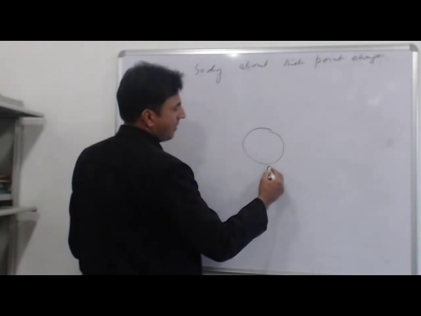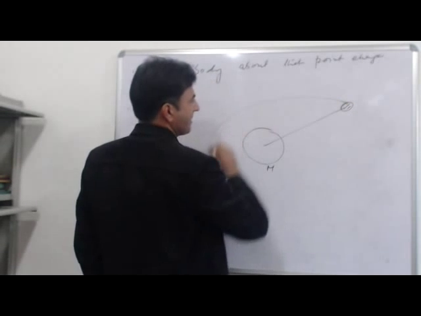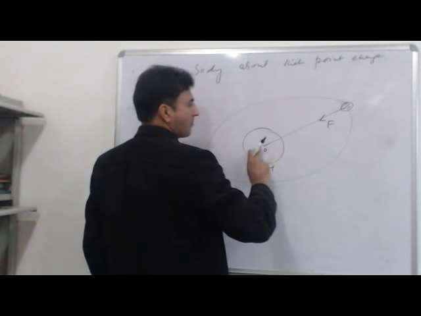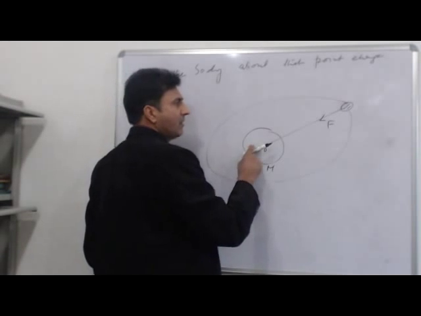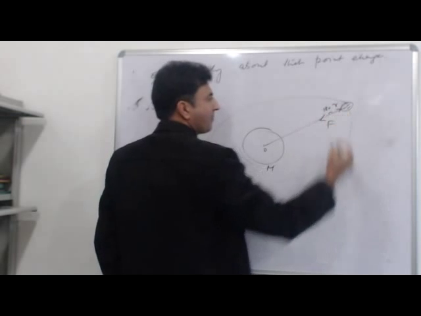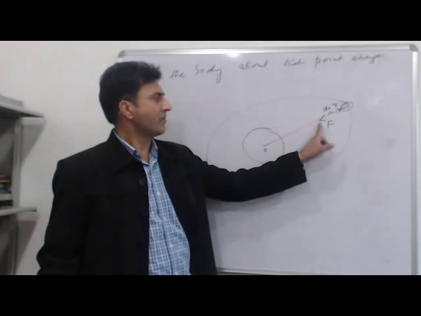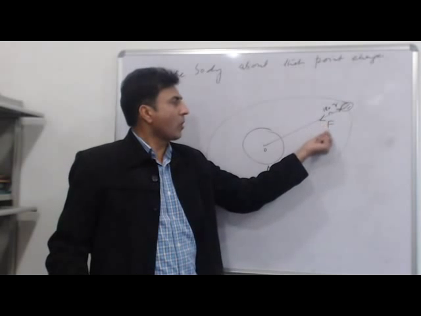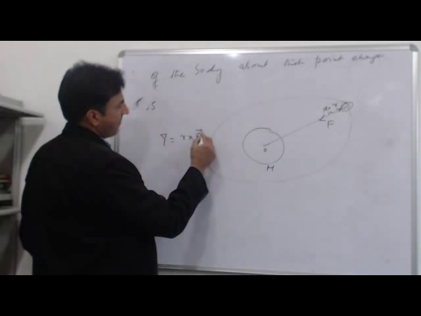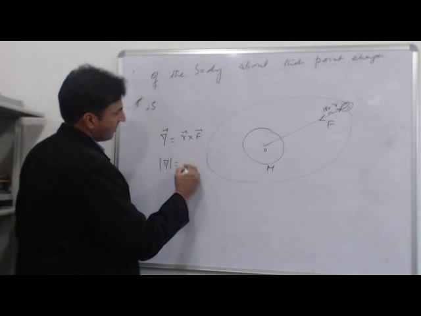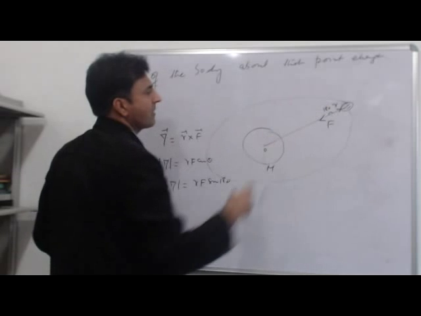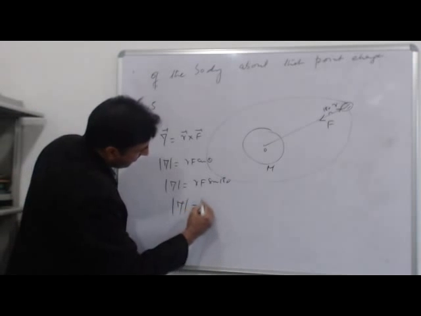Let me suppose it is the sun of mass m, and the earth is moving around the sun in an elliptical orbit, and the force on the earth is having this direction, and the radius vector about the sun as the center towards the earth is r, that is this direction, and the angle between the two, r and F, is 180 degrees. So let me find the torque due to this force. The torque is given by the same formula, r cross F. The magnitude of torque is rF sin theta, but it is sin of 180 because the angle between the force and the radius vector is 180, and this gives us torque is zero.